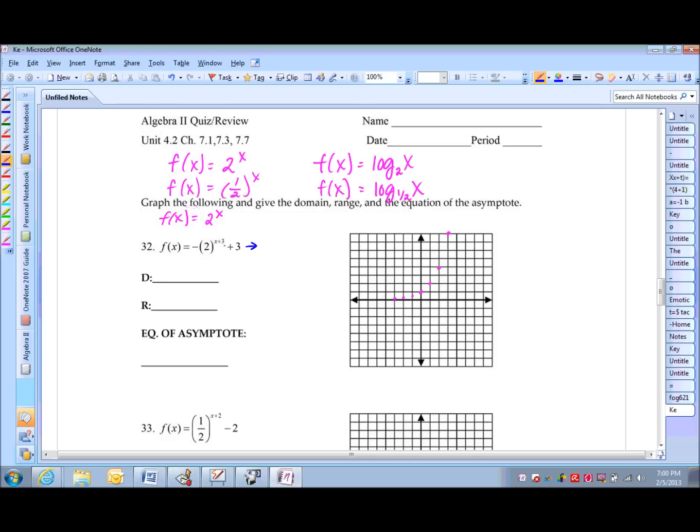Remember, we deal with left and right first, and here we have x plus 3 in the exponent, so that means I'm going to be moving left 3. Then we deal with reflections, and this negative out in front tells me that I'm going to reflect over the x-axis. And then this plus 3 in the back means I'm going to move up 3.